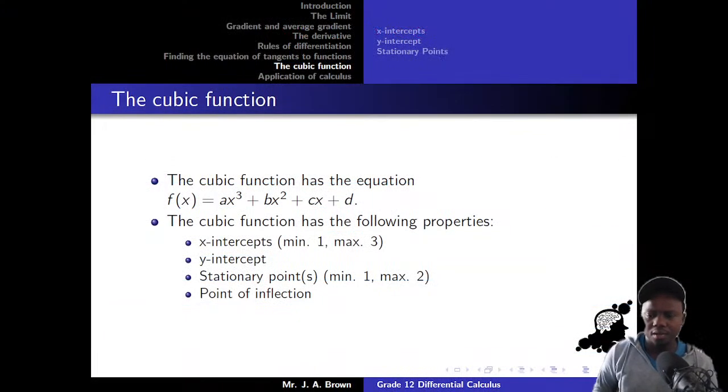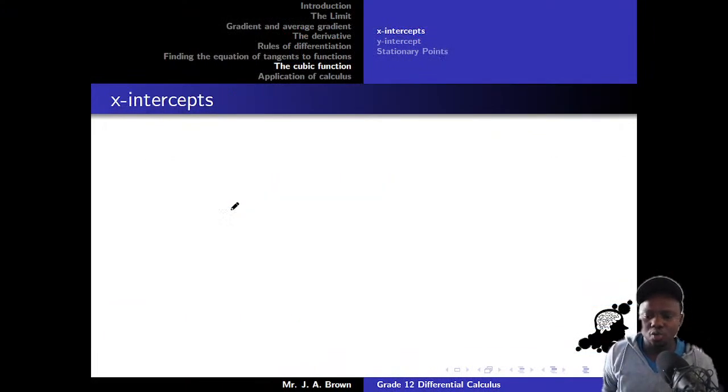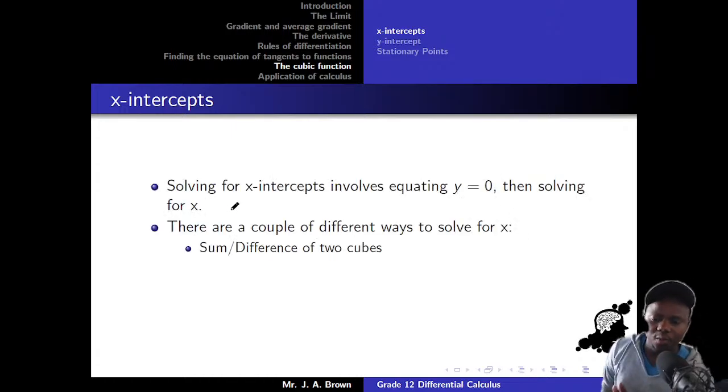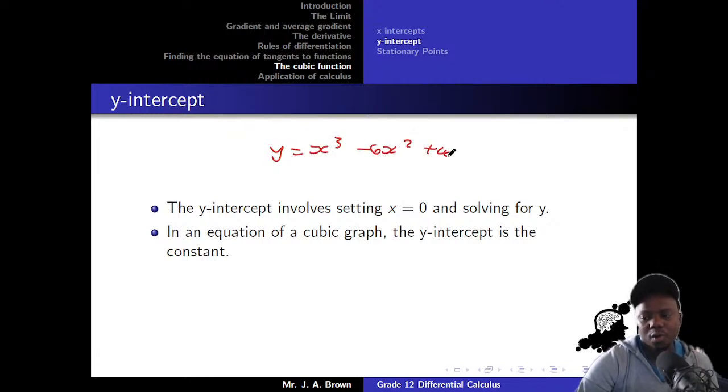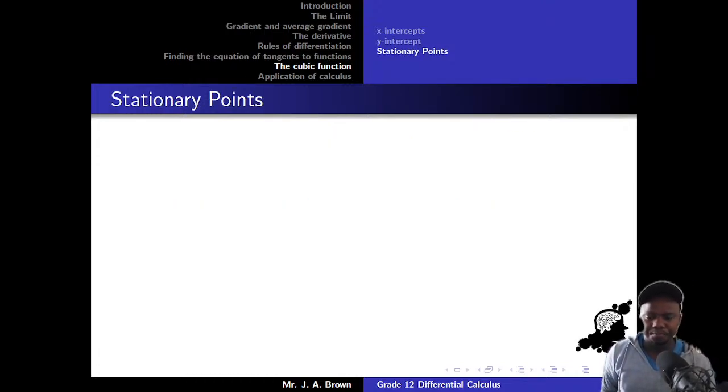Let's move on. We are a little bit short on time. Nevertheless, we've already spoken about the x-intercepts. The y-intercept will always be the constant in an equation. So if I've got y is equals to x cubed minus 6x squared plus 4x plus 5, positive 5 is our constant, and therefore y is equals to 5 would be our y-intercept.